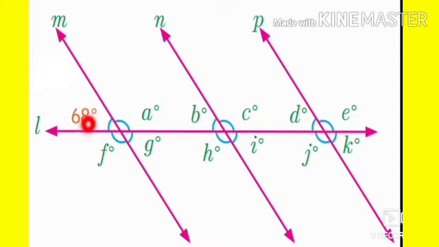So 68 degree and B degree are corresponding angles. Since they are corresponding angles, they are equal. So B degree is equal to 68 degree. The measurement of B degree is 68 degree.